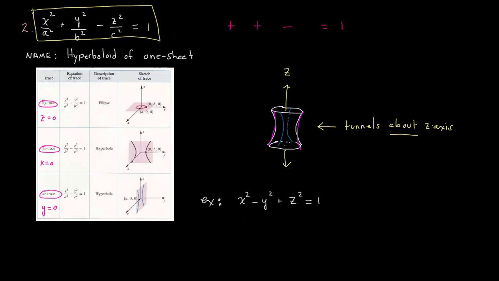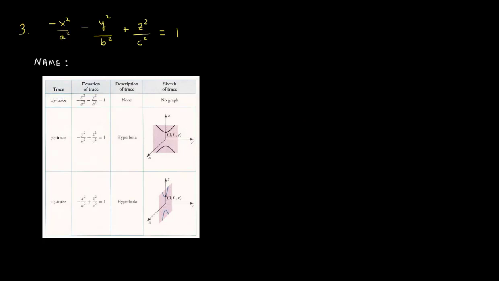In this example of a hyperboloid of one sheet, the x is positive, the z is positive, and the y is the odd one out, and we equal 1. So this tells us that we have a hyperboloid of one sheet that tunnels about the y-axis, as we can see in the drawing.